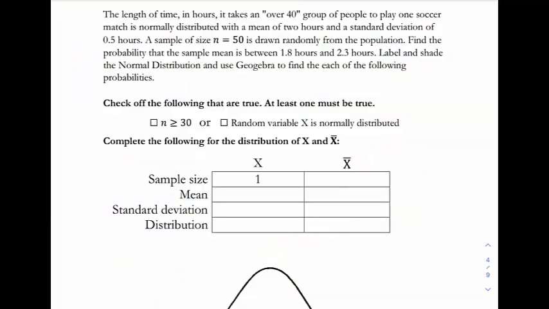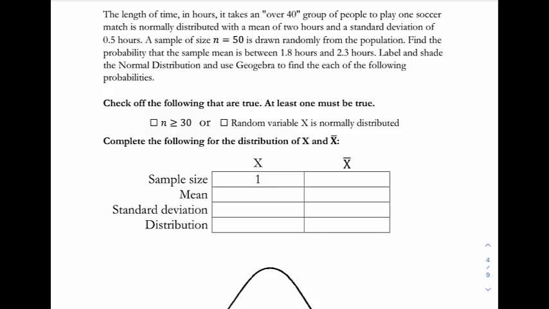On section 7.1, the central limit theorem for sample means. This one says the length of time in hours it takes for an over 40 group of people to play a soccer match is normally distributed with a mean of 2 hours and a standard deviation of 0.5 hours. A sample size of n equals 50 is drawn randomly from the population. Find the probability that the sample mean is between 1.8 hours and 2.3 hours.